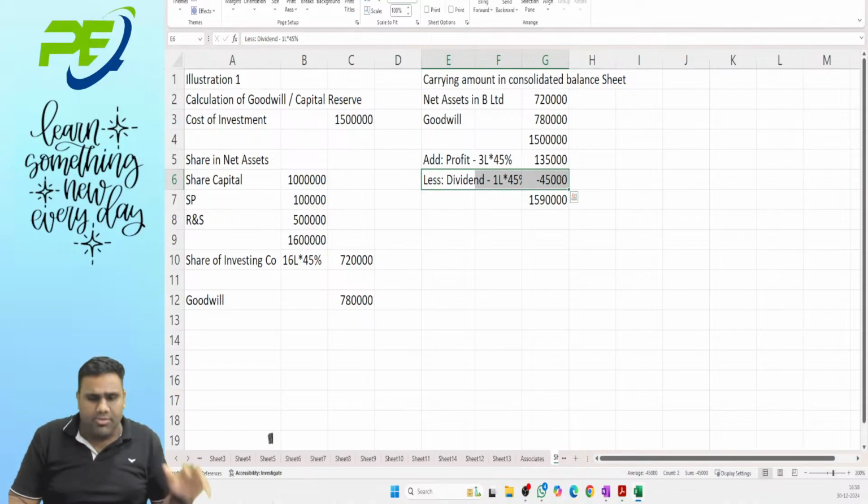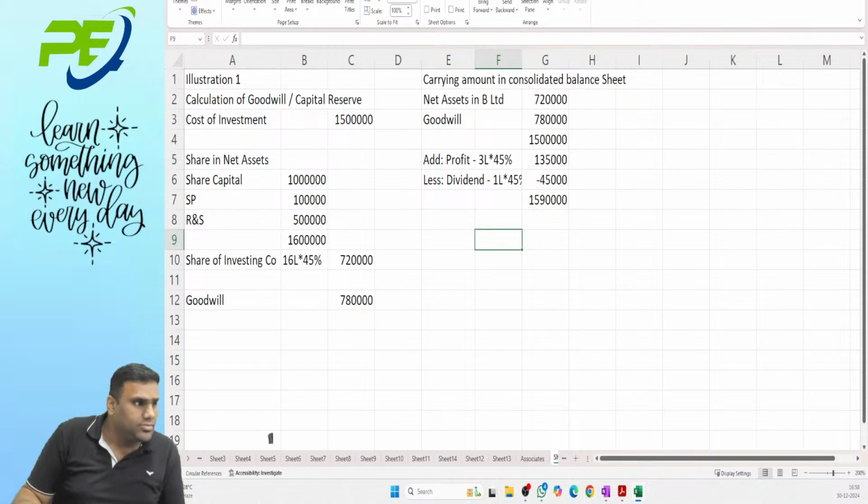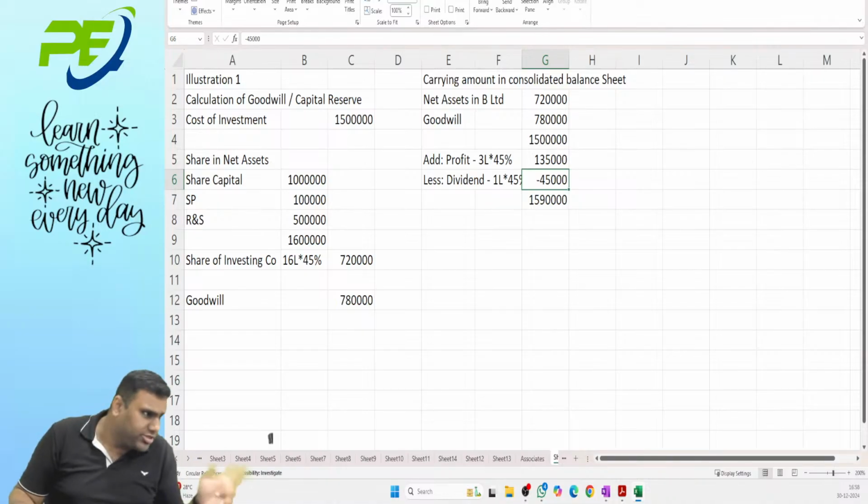Everyone, come on, copy quickly. 2 lakh 9, I have to show separately.